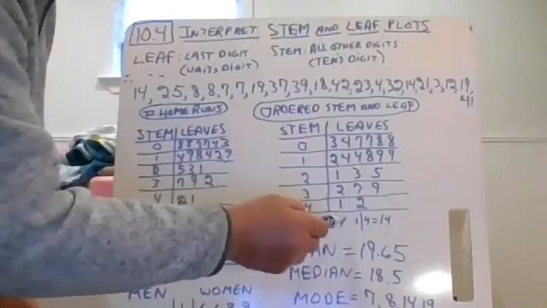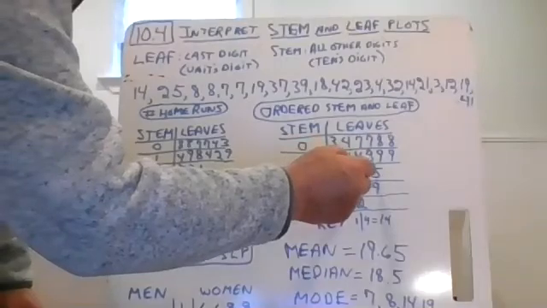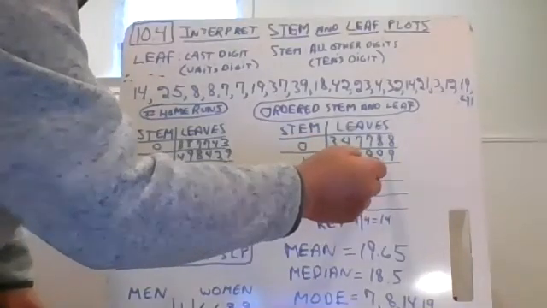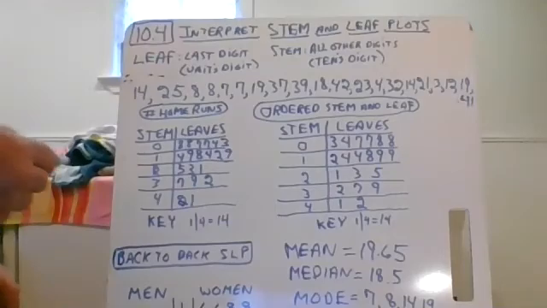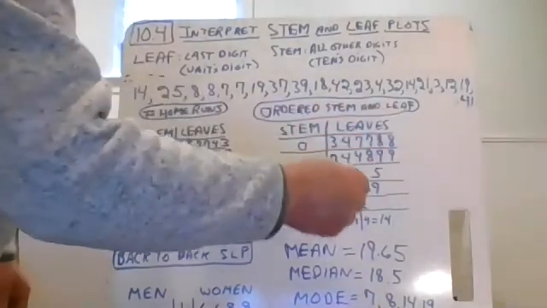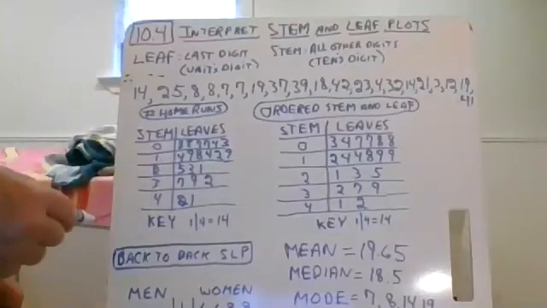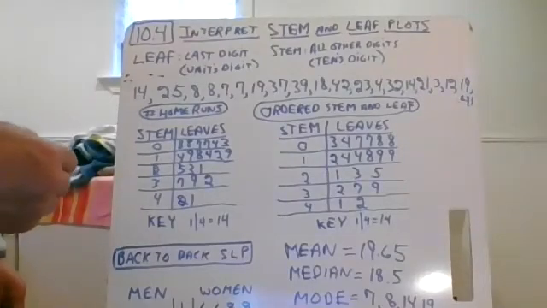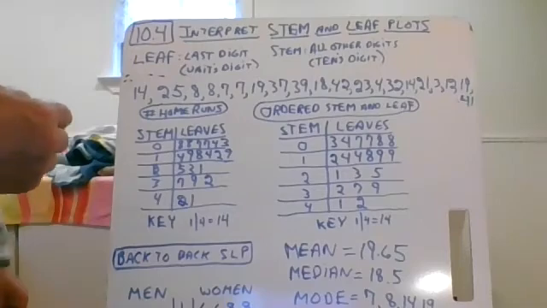Because you have these ordered, you go from left to right and count till you get your 10th one and your 11th one, and then take that average. If there were an odd number of items, there would be a median. One of the numbers would be the median.